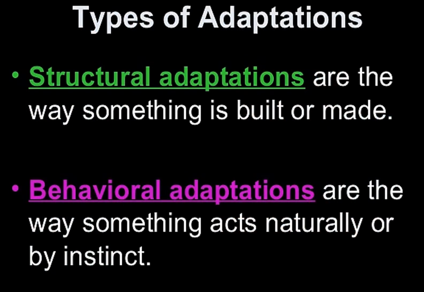Just like animals, plants also have two types of adaptations: structural adaptations and behavioral adaptations. When we say structural, it means this is the way something is built or made. So physical structures. When we say behavioral adaptations, these are the way something acts naturally or by instinct. So this behavior means actions.